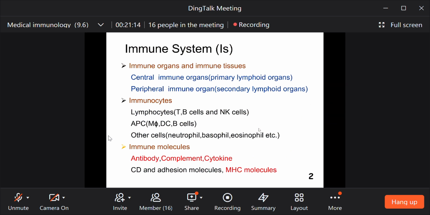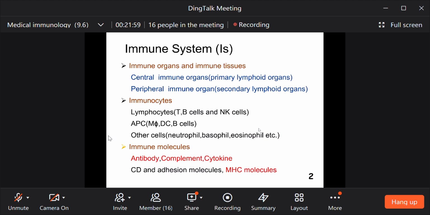Okay. The immune system includes organs, immune cells, and immune molecules. Immune organs and immune tissues are also divided into two groups. The one group is central immune organs, which also means primary lymphoid organs. And the other group is named peripheral immune organs. It's also called secondary lymphoid organs.